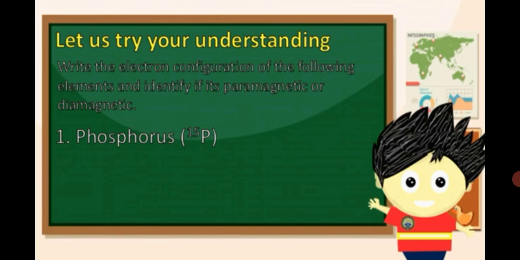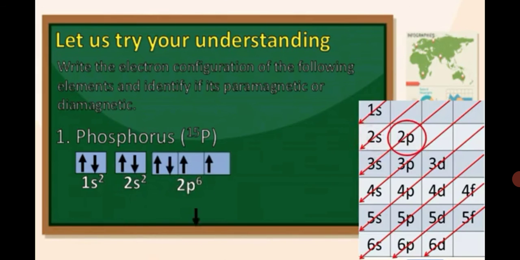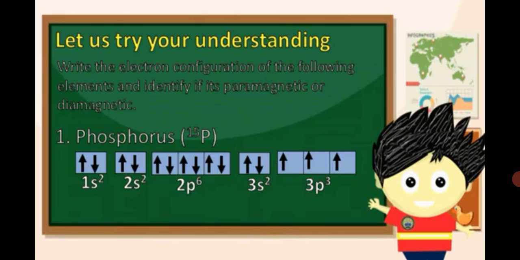Time's up. Muli, sa pagsulat ng electron configuration, sinusunod natin ang tatlong principles. Una, ang Aufbau principle. Pangalawa, ang Pauli's exclusion principle. At pangatlo ay ang Hund's rule. Ang electron configuration ng phosphorus ay 1s2, 2s2, 2p6, 3s2 at 3p3. Muli, sa pagsulat ng electron configuration, nagsisimula tayo sa pinakamababang energy level hanggang sa makamit natin ang pinakamataas na energy level. Dahil sa pinakamataas na energy level, ito ay nagpakita ng unpaired electrons. Ito ay isang halimbawa ng paramagnetic atom. Now, let us proceed to the second item.